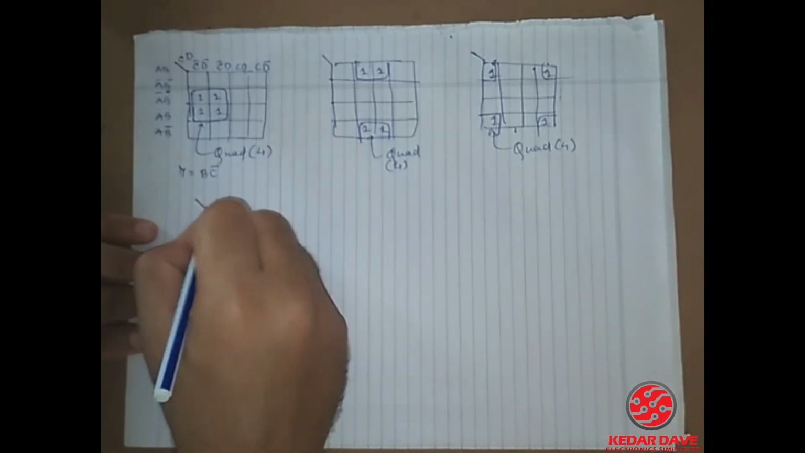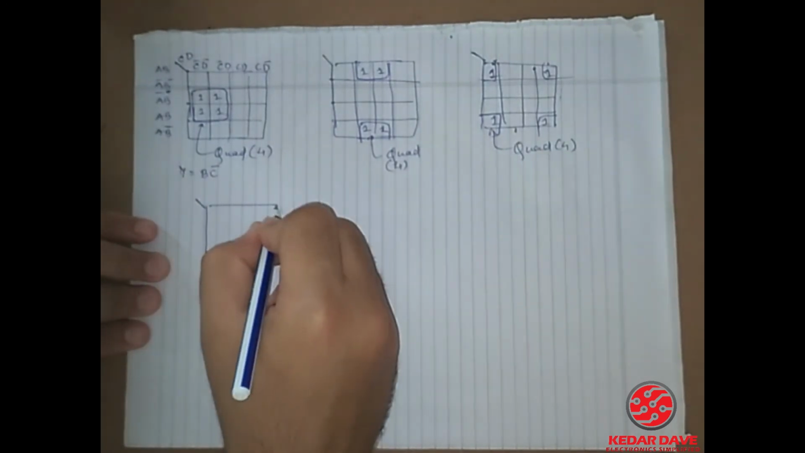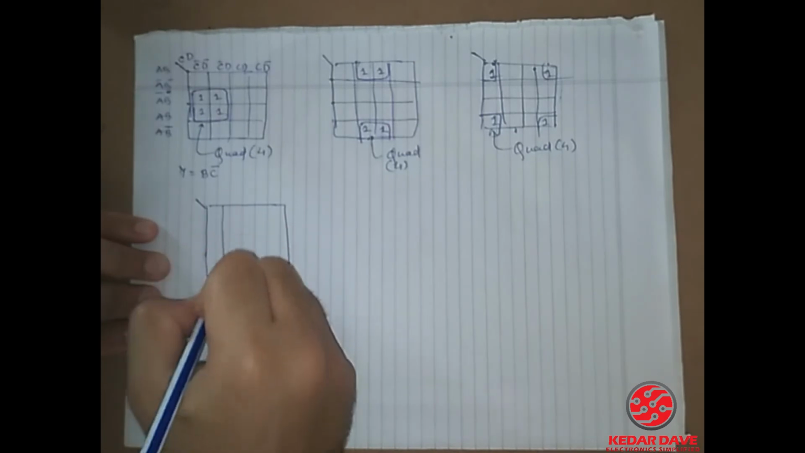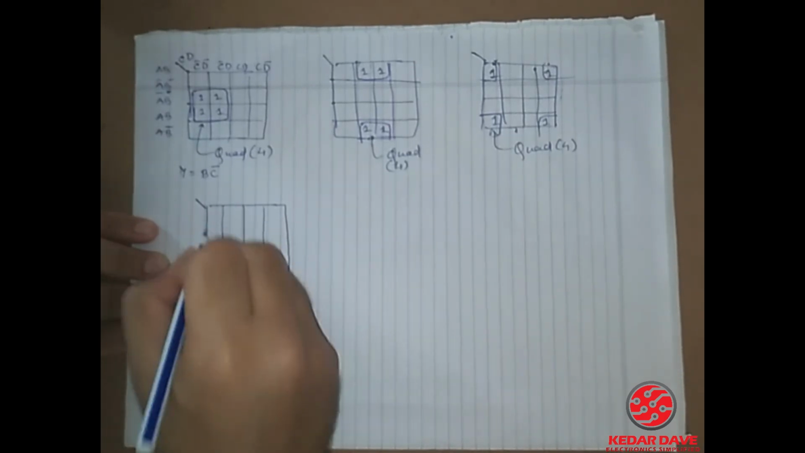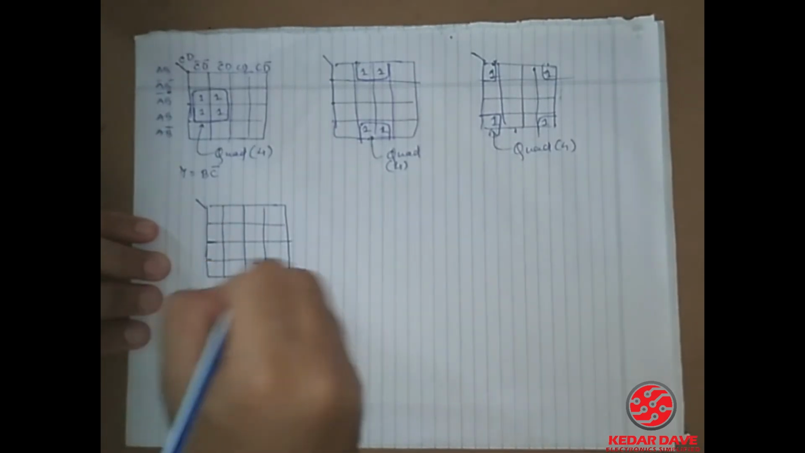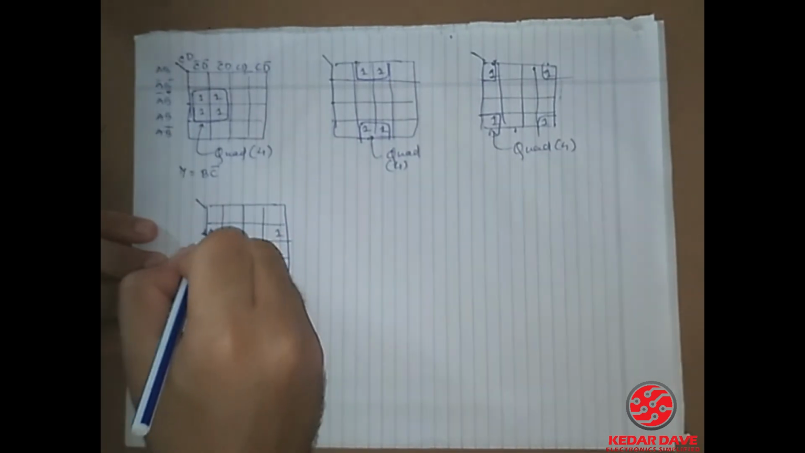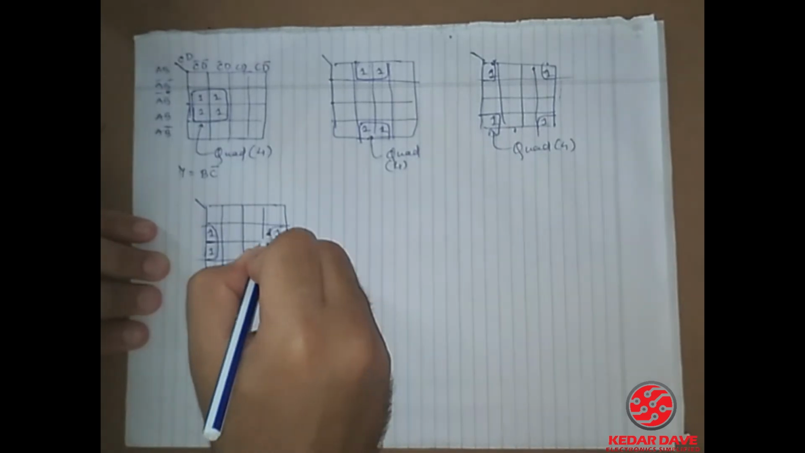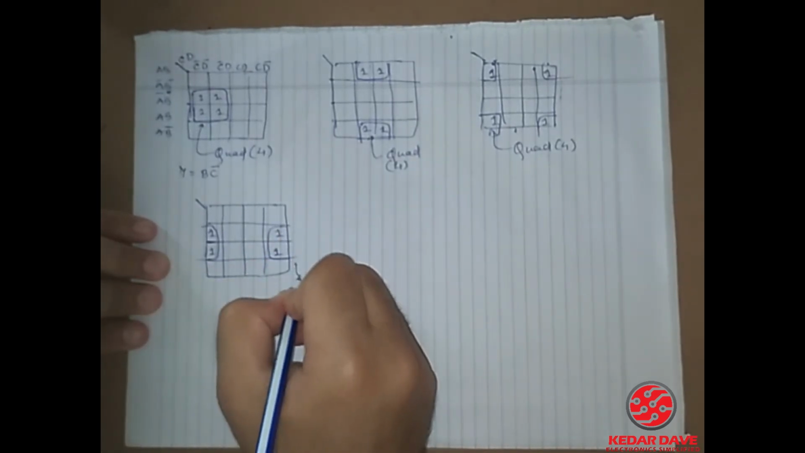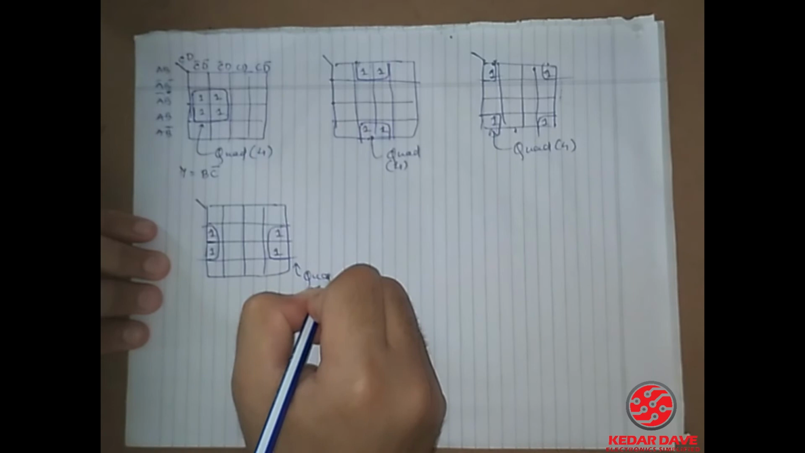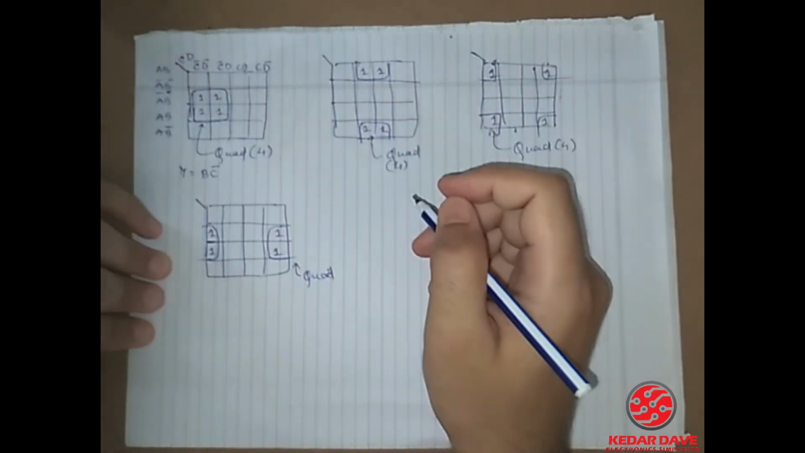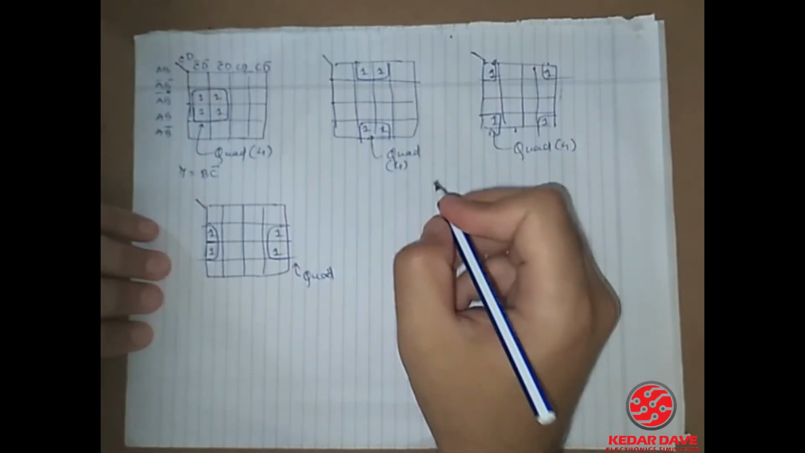One more case is like that, if we take a Karnaugh map this way, and both the ones are over here. So this way also a quad pair can be formed, and we can write the equation. This one is also an example of a quad. So this way it can be represented.